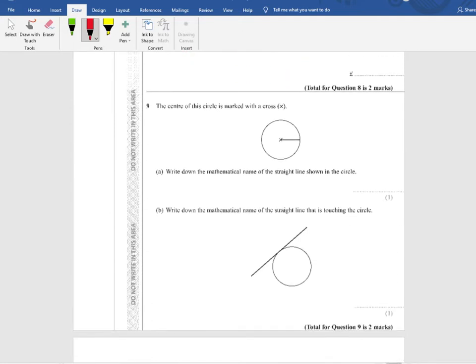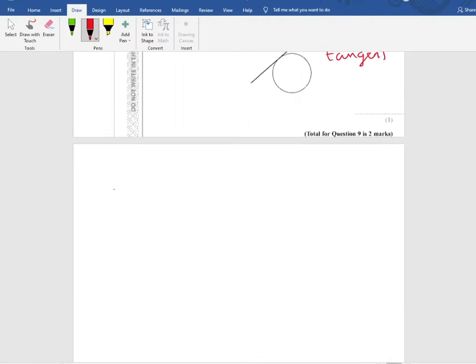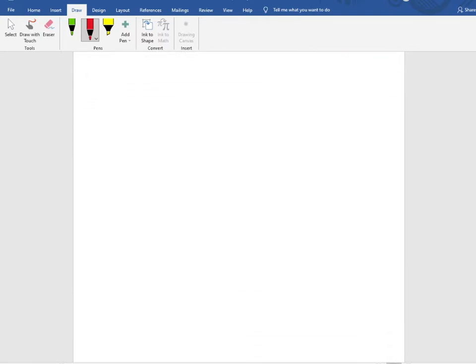Come back, come back. The centre of the circle is marked with a cross. Name for that is the radius. That is a tangent. A lot of blank pages here.